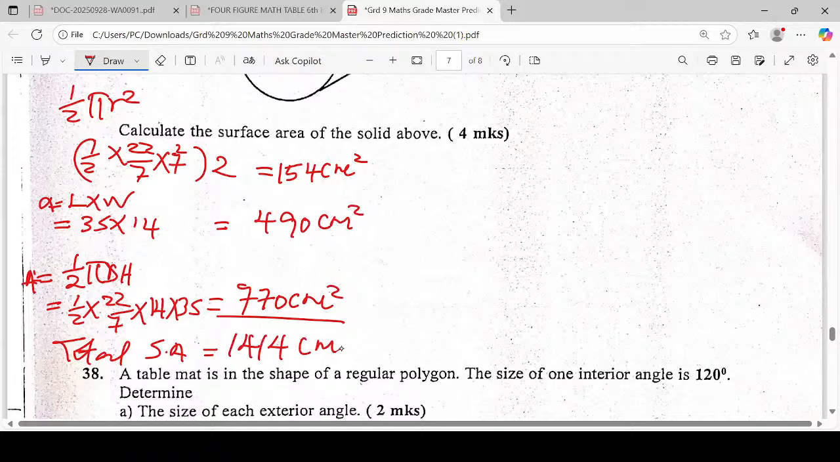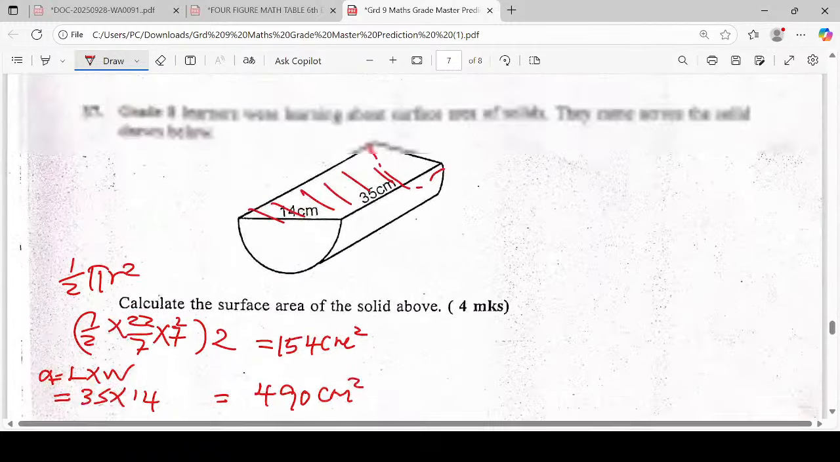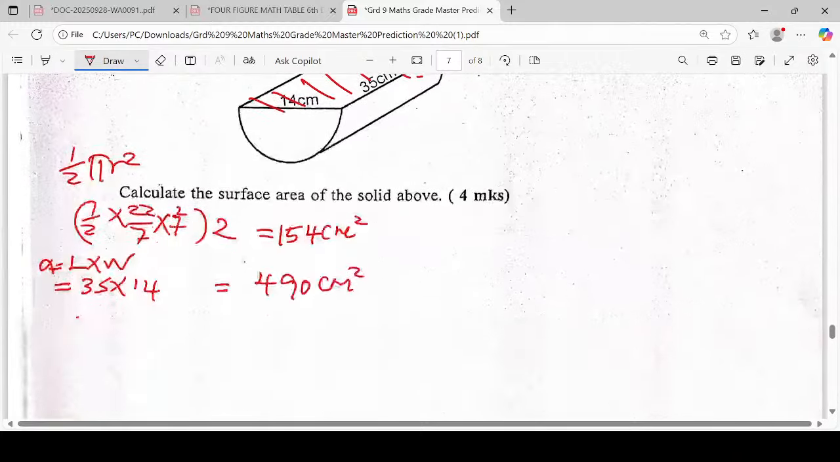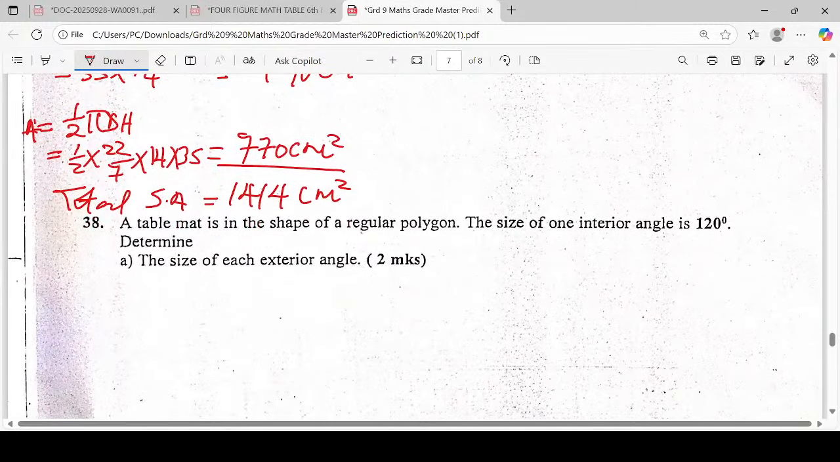1414 square centimeters. That is the surface area of this solid. Remember, it's a solid, meaning it's closed on both ends. So that's how you respond to that. Now we look at question number 38.